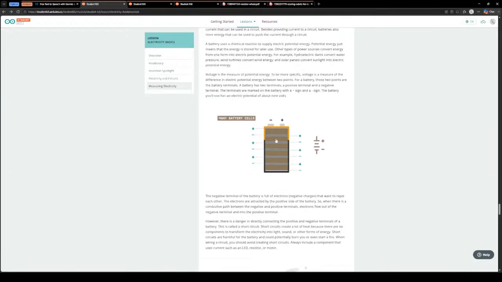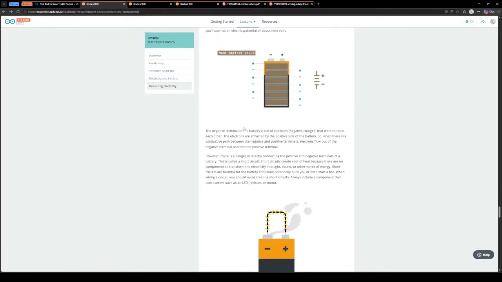Oh, I didn't know this is how it's stacked. It's negative to positive, then from positive to negative. Didn't know that's how they were stacked. Interesting.